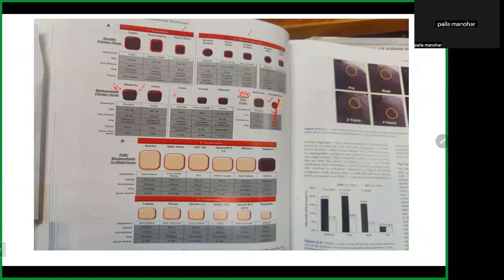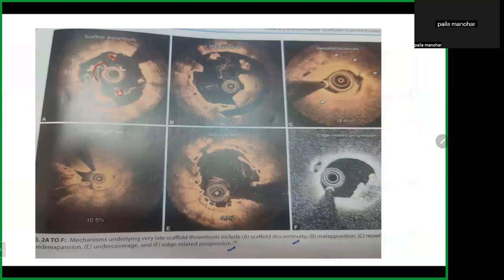3A, 3B and scaffold first and second. So from here you can see different things. The first is scaffold discontinuity, which resembles a stent fracture. Second is the dismantling phenomenon. Third is malopposition, because the scaffolds are not uniform like a metal stent. Malopposition is a high risk.